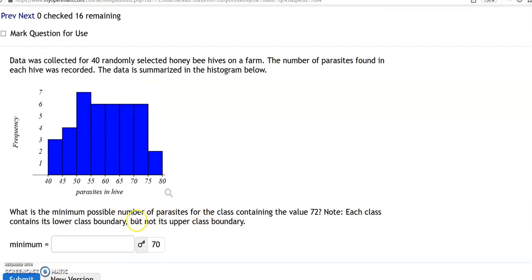So this question says, what is the minimum possible number of parasites for the class containing the value of 72? Well, the class of 72 is contained in the class of 70, 71, 72, 73, and 74. So the lowest number in that class is 70.